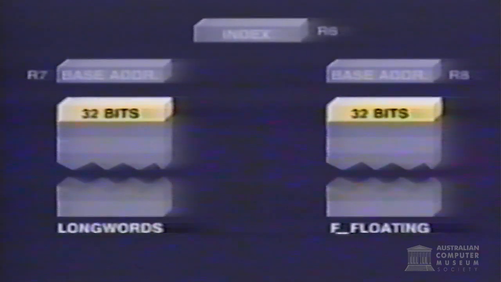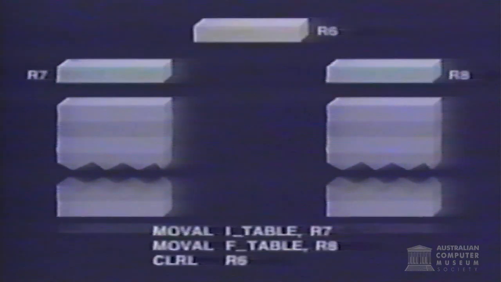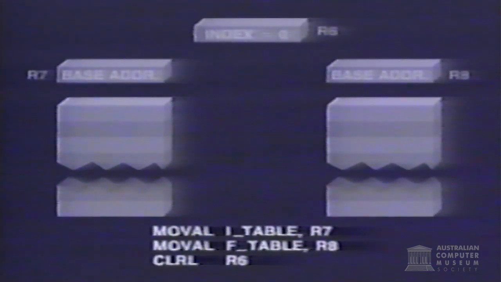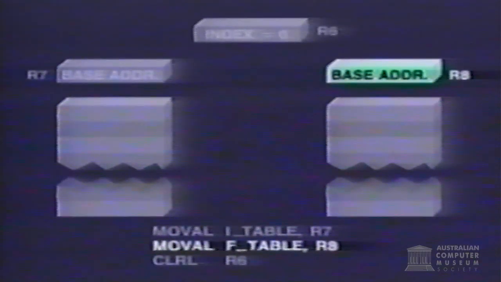Now we're ready to specify the instructions and addressing modes to be used for this task. First, we need to load R7 and R8 with the correct base address. Also, we must clear R6 so it contains an initial index value of 0. 3 instructions are used to initialize the general registers. The first instruction, move address, places the base address of the integer table in register 7. Another move address instruction loads register 8 with the base address of the floating point table.